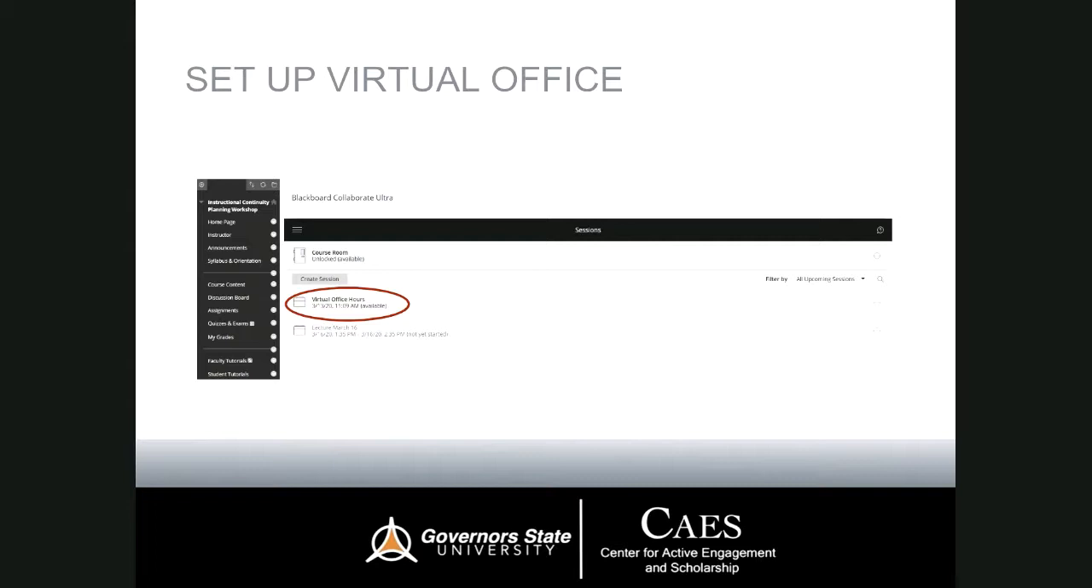To set up your virtual office hours, it will appear in your course like so. It can be a standing room, and you direct your students to that so they'll always know where to reach you when it's time for office hours or if they need to communicate with you.